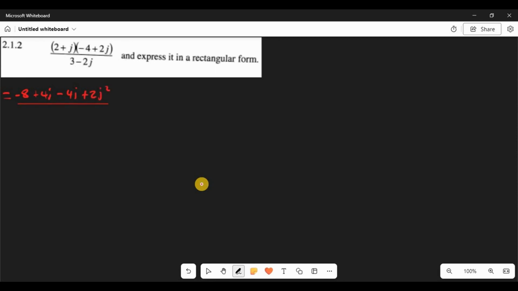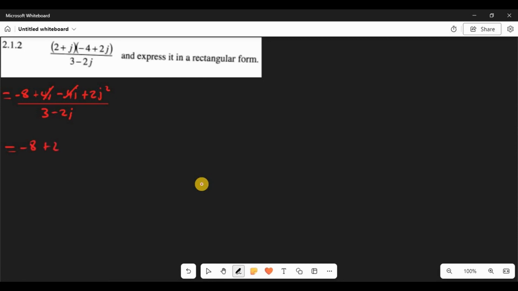So our denominator is going to be 3 minus 2j. It doesn't change at the moment. So what we do here, we look for like terms. So we have plus 4j and we have minus 4j. So they're going to cancel each other. You are left with 0. Then we write this negative 8 plus 2.